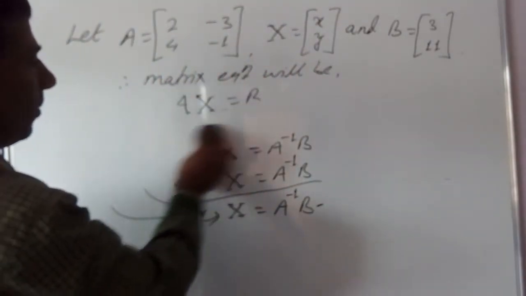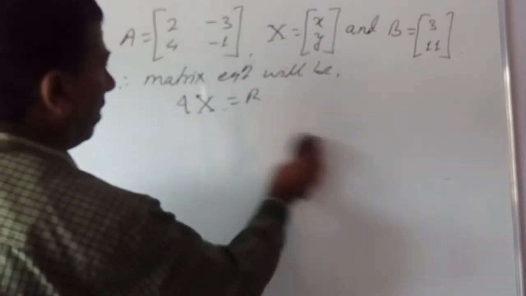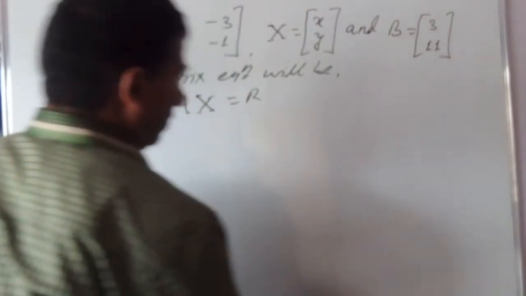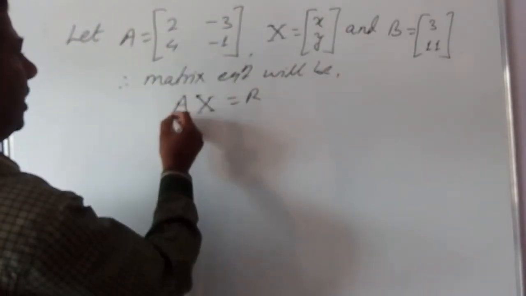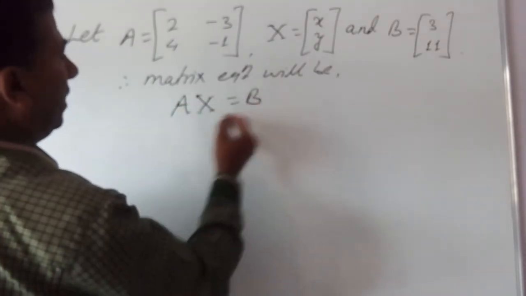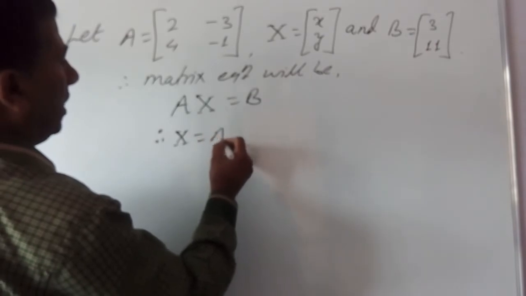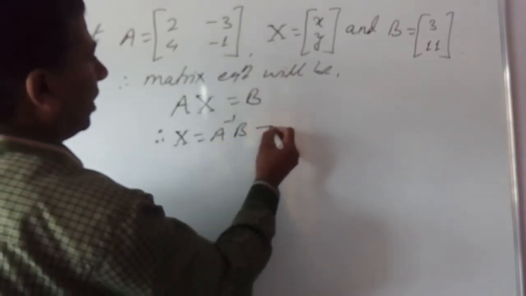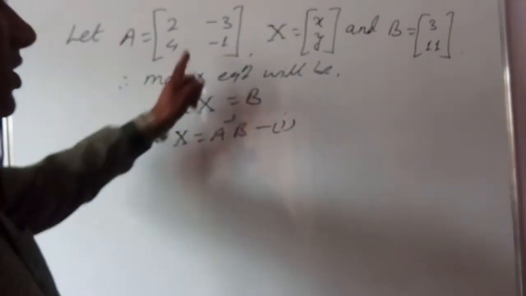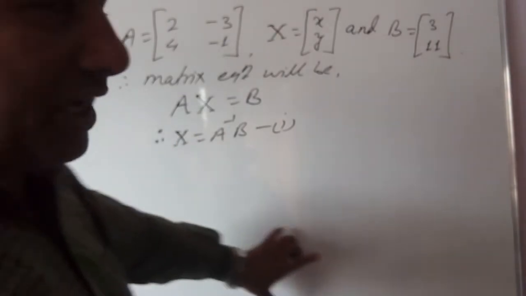This is the theory. I'll make it shorter. Therefore, X equals A inverse B. I'll write here equation 1. In this way you can go. I did that just to explain.